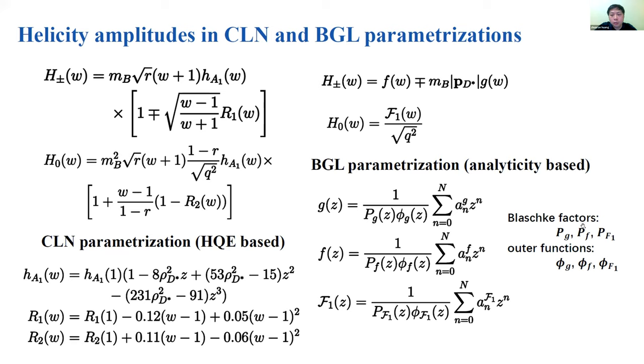Here, these P factors are called the Blaschke factors, which include the sub-threshold B_c poles. These five functions are outer functions, which can be calculated via OPE and dispersion relation. The remaining parts are analytic and can be expanded in z and truncated at some order because z is much smaller than one. And these expansion parameters, such as a_g0, a_g1, a_g2, a_f0, a_f1, et cetera, are the free parameters in the BGL parameterization.